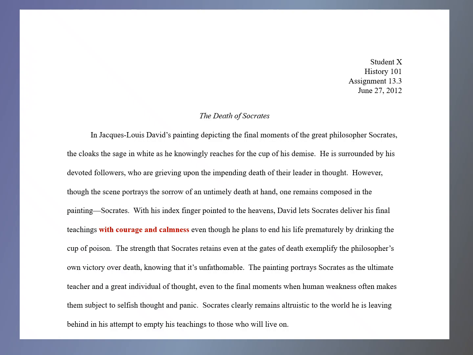issue encountered in writing: noun-verb agreement. Looking at the sentence, "The strength that Socrates retains even at the gates of death exemplify the philosopher's own victory over death." You will see that I have circled the noun "strength" and the verb "exemplify." Remember to identify your subject noun and your predicate verb right away.